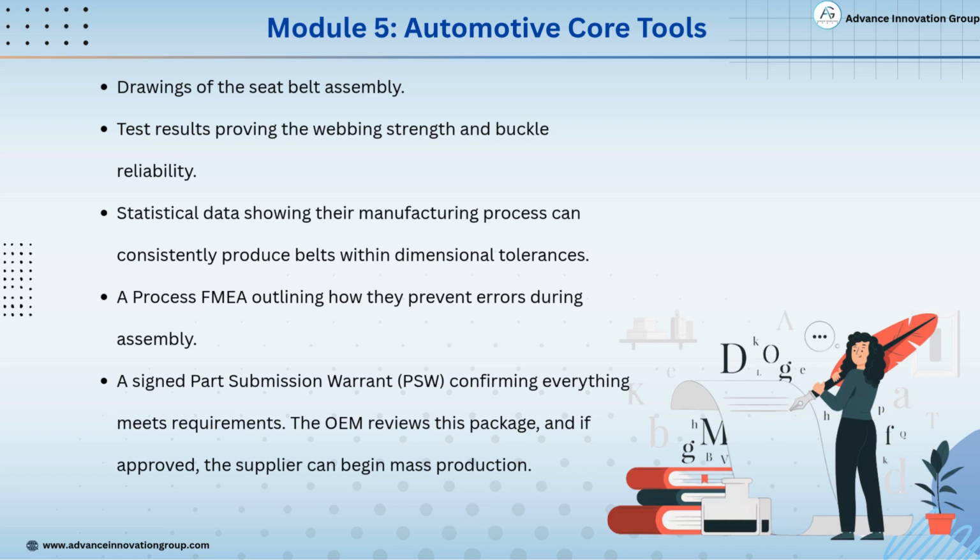3. Statistical data. This data shows that the manufacturing process is consistent and stays within dimensional tolerances. It proves process capability and stability. 4. Process FMEA. This is a risk analysis document that shows how the supplier plans to prevent errors during the production process. It helps identify and control potential failure points. 5. Part Submission Warrant, PSW. This is a signed document that confirms everything meets OEM requirements. Once the OEM approves it, the supplier can start mass production.